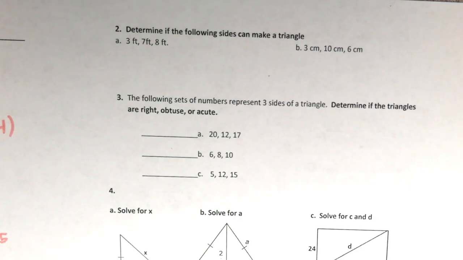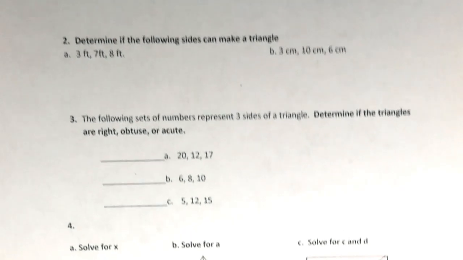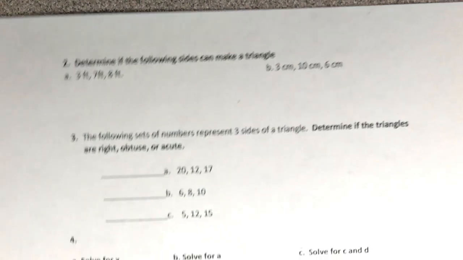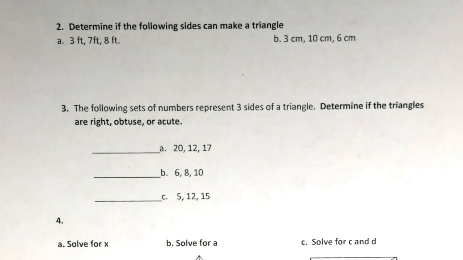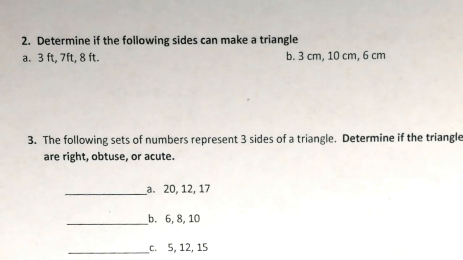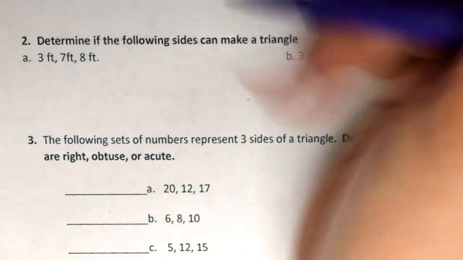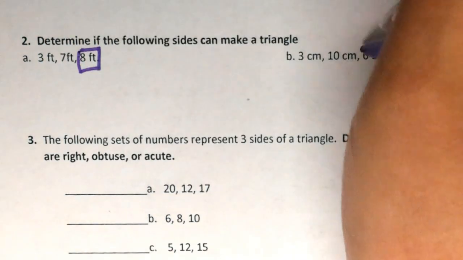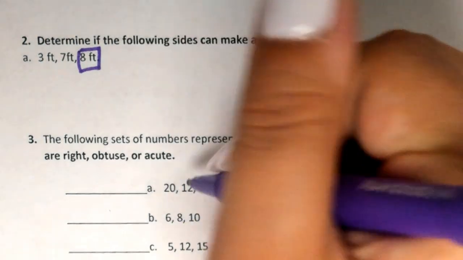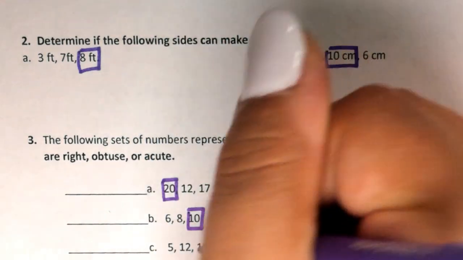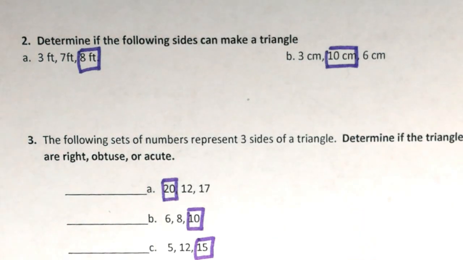All right. Moving on over. Our next section says, number 2, determine if the following sides can make a triangle. This was from last semester. Does anybody remember how to know if it makes a triangle? If 2 sides together are bigger than the one side. If the 2 smaller sides are bigger than the biggest, I would box the biggest side. And I'm actually going to do 2 and 3 together. So box the biggest sides on number 2 and number 3.